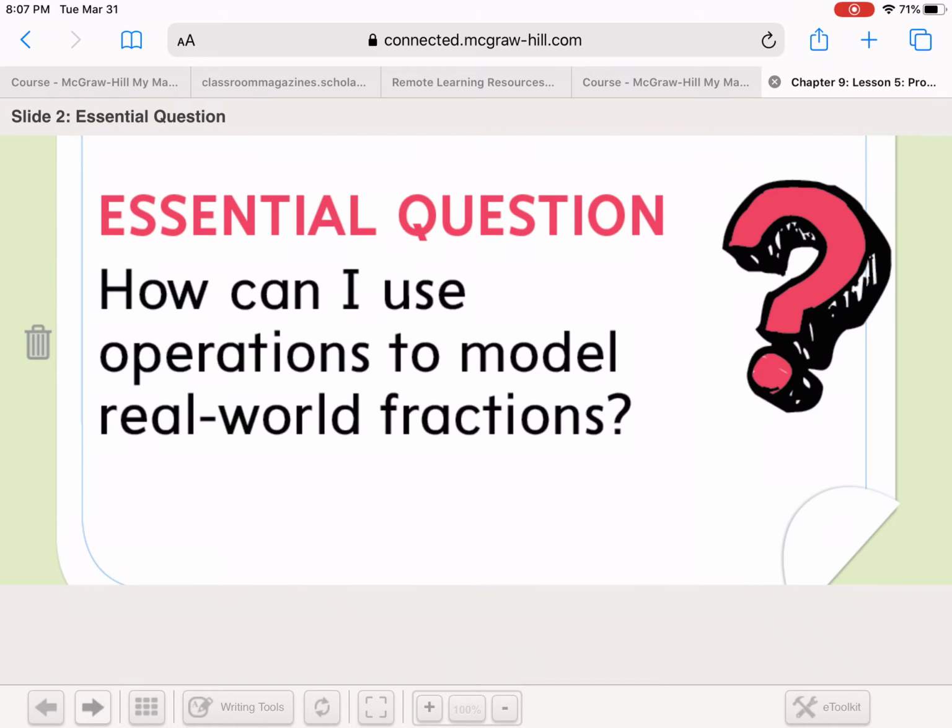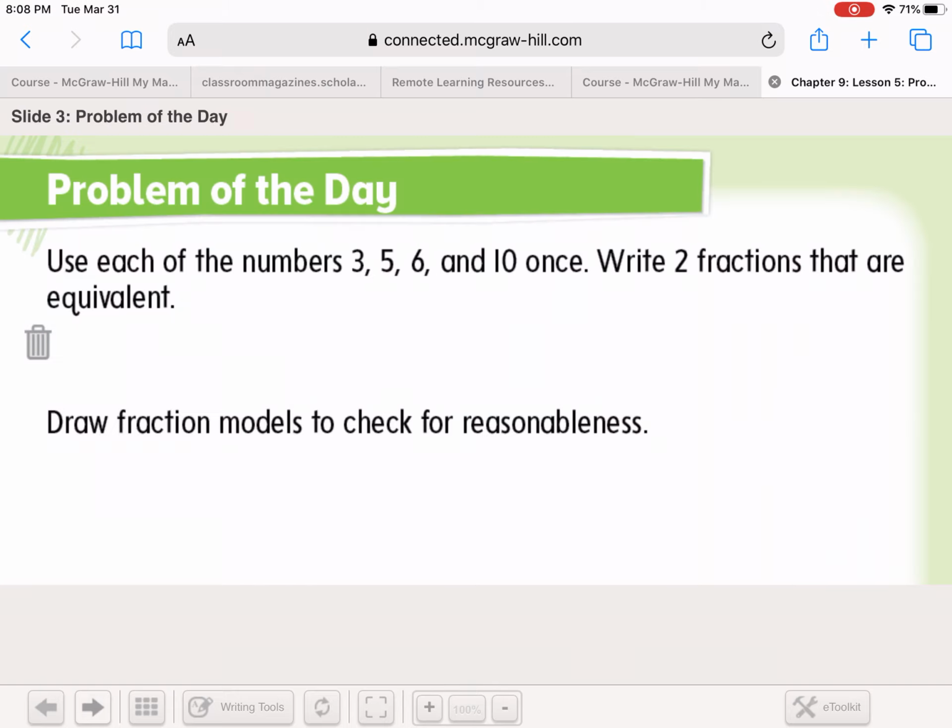How can I use operations to model real world fractions? Okay. Use each of the numbers 3, 5, 6, and 10 once. Write two fractions that are equivalent. This will take about 2 seconds. So I'm going to give you about 30 seconds to work on this.